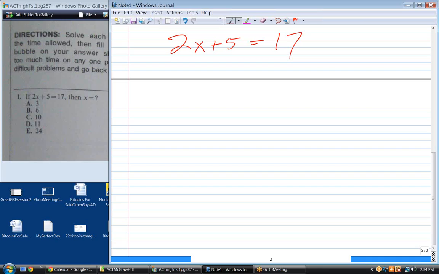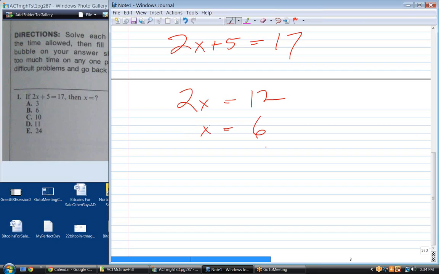So if 2x plus 5 equals 17, how do you solve for x? You bring over the 5, so you subtract 5 from 17. Okay. And then you divide 12 by 2. Okay.